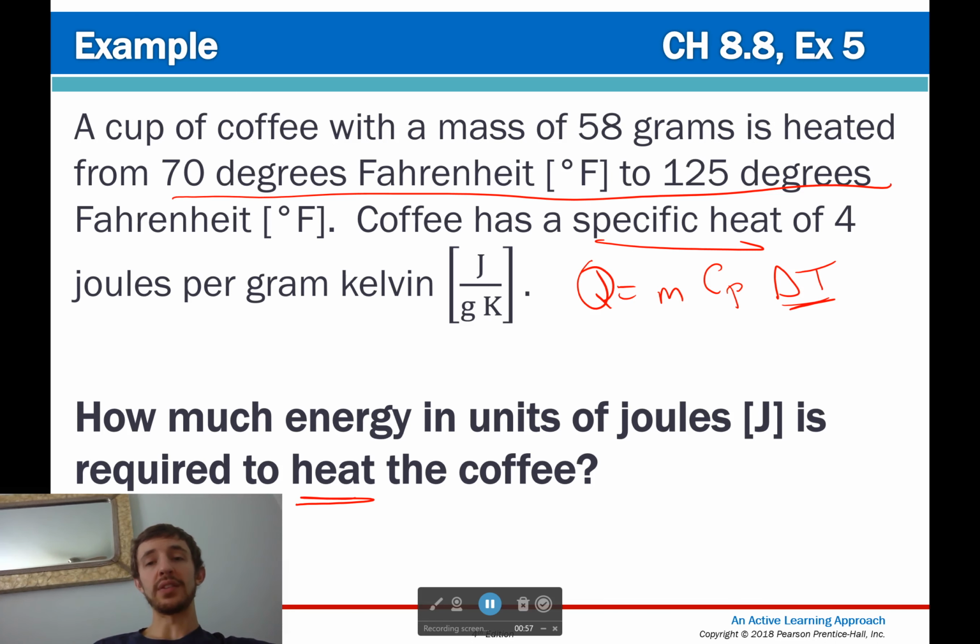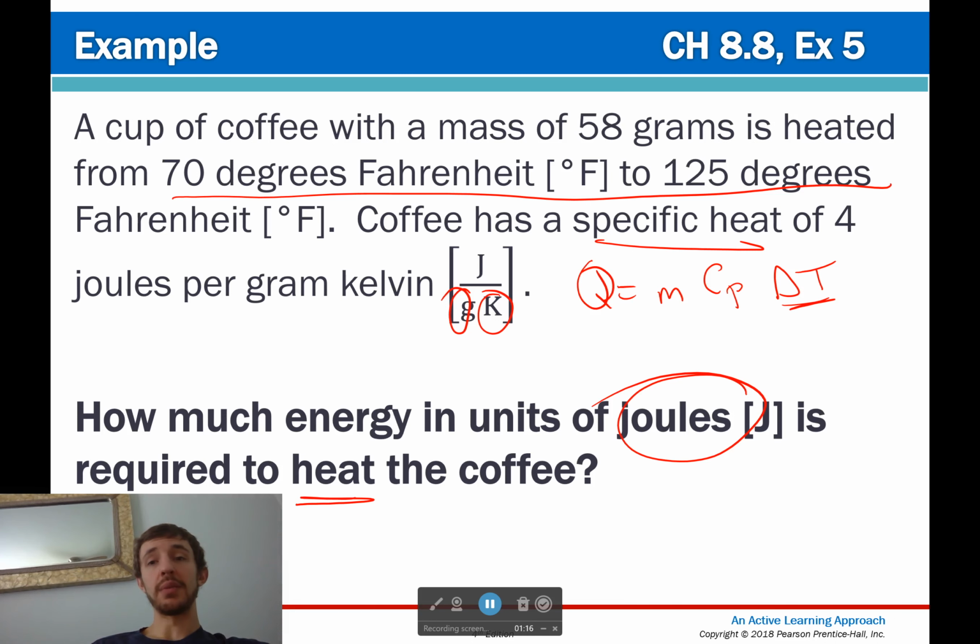Everything's in the wrong units. To make things easier, because I want joules at the end, I need to get my mass in grams and my temperature change in Kelvin. It's going to be hard. Fahrenheit to Celsius to Kelvin. That's going to take a lot of steps, isn't it? No, actually it's not. It's actually a lot easier than you think.